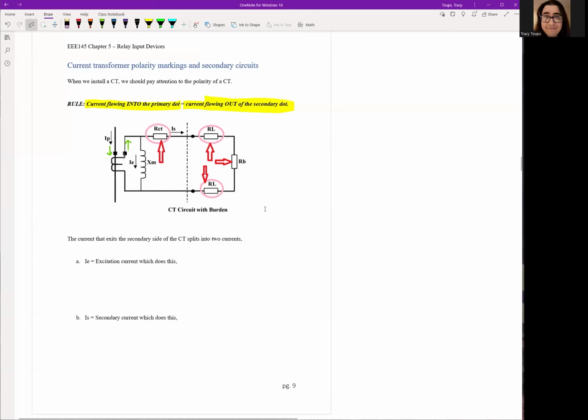Okay, now once you're inside the secondary circuit, there's two major currents we're going to look at. The first one is your excitation circuit current, IE, right? Excitation current, as it says, excites the transformer, excites the magnetic field to be exact, inside the CT, inside the CT core. Now, it's good to note that this current stays in the CT.